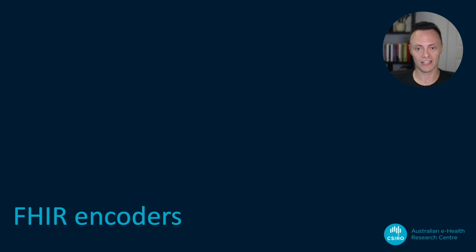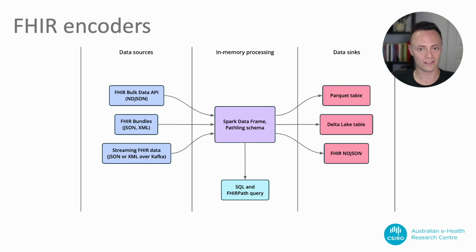The FHIR encoders are the mechanism that we use to get FHIR data into a format that is useful for analytic query. I'm going to take you through how our FHIR encoders work and the features that they provide. The Pathling encoders convert FHIR to a set of Spark data frames while preserving all the information within the source format. Pathling provides a schema for each of the 140 plus resource types within FHIR. Once the data has been converted into a data frame, it is then available for query using Spark SQL or using the FHIRPath query capabilities of Pathling.